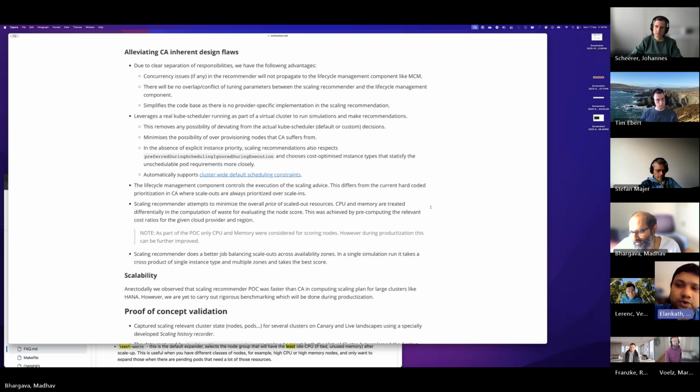If you look at the scope of this recommender, it doesn't have any external dependencies apart from the core Kubernetes control plane. So Kubernetes core is the only real dependency of this scaling recommender or scaling advisor. So it does not have any Gardener dependency.